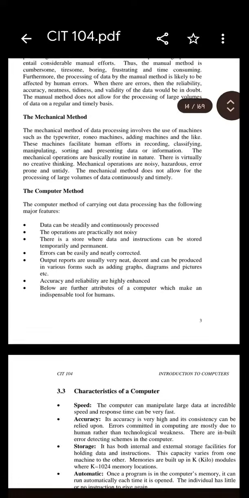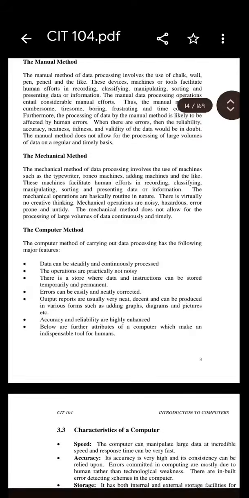Hope you understand. So the computer method of carrying out data processing has the following major features. Data can be steadily and continuously processed. You can do like 5 things at the same time using the computer. That's parallelism. So you can continue processing your data as long as the system is on, as long as you keep on feeding it with adequate information. Please note this: adequate information and adequate data. For us to keep on feeding with adequate data, you are going to be getting adequate results. Thank you very much. So the operations are practically not noisy.